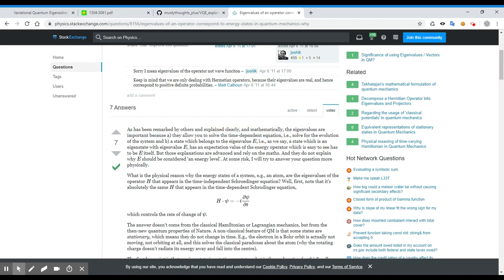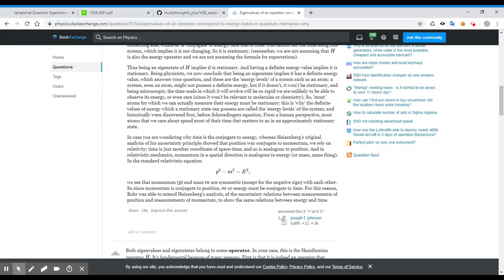The eigenvalues are important because A, they allow you to solve the time-dependent equation, to solve for the evolution of the system, and B, a state which is an eigenstate with eigenvalue E has an expectation value of the energy operator which is easy to see has to be E itself. But those explanations are advanced and reliant on maths, and they do not explain why E should be considered an energy level. At some risk, I will try to answer your question more physically.